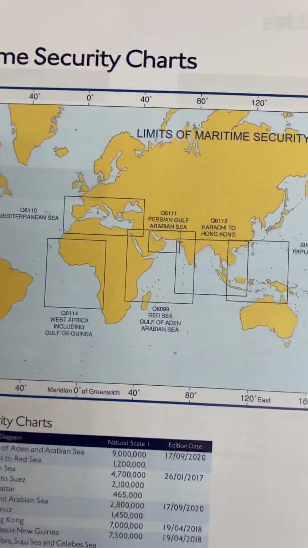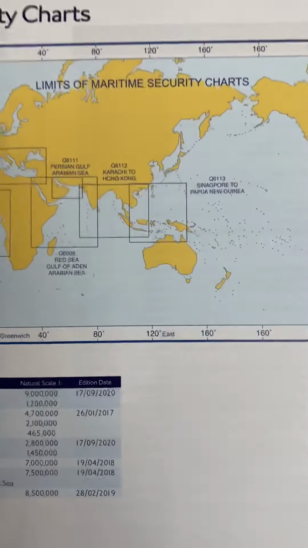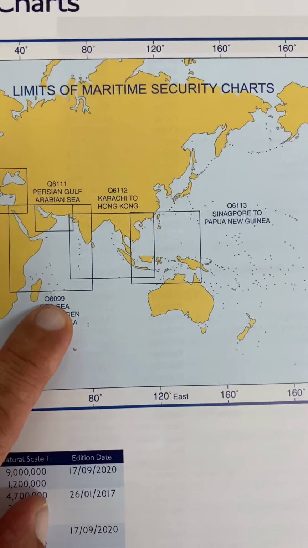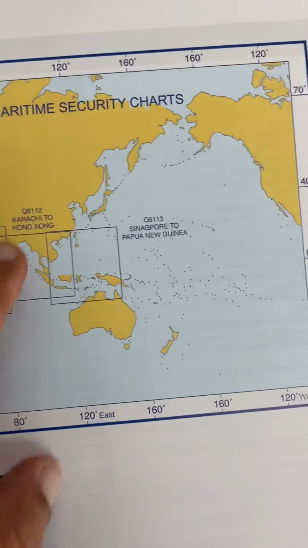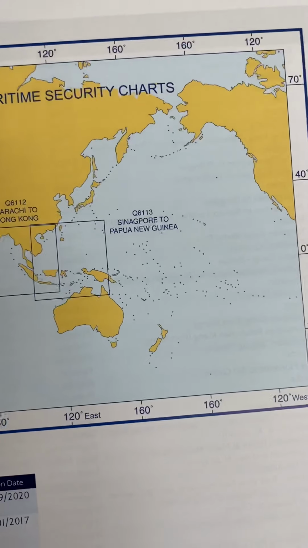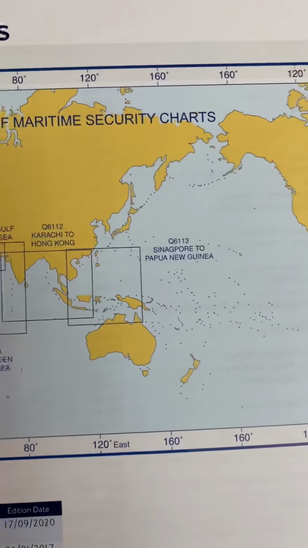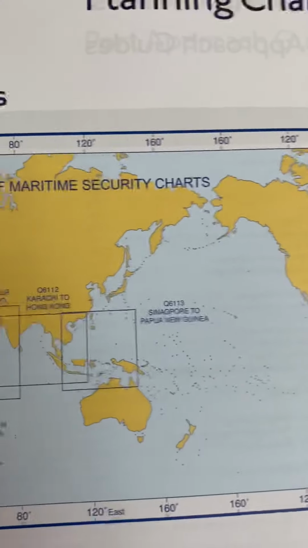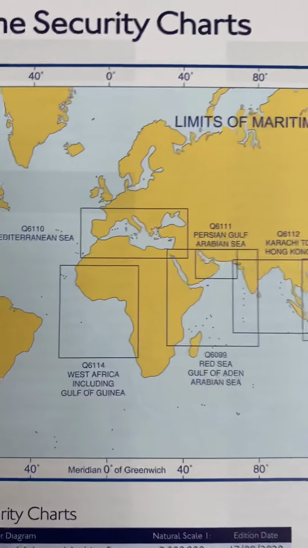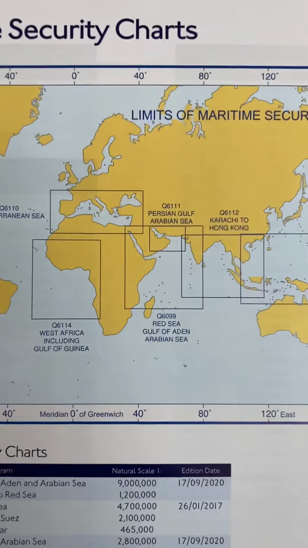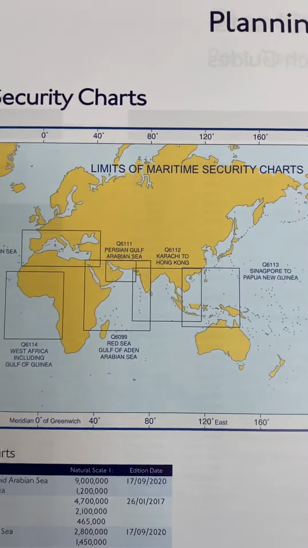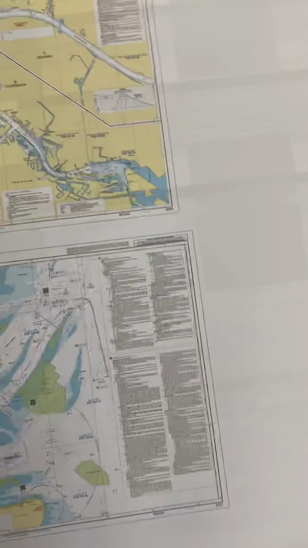Then we have also the maritime security charts. As you can see, the maritime security charts cover only these areas, 1, 2, 3, 4, 5. The most commonly used chart is Q6099, which is the Red Sea and Gulf of Aden. We have the high risk area here, and we also have what we call the corridor. Everything is indicated on the chart, the reporting points and everything. So it's very necessary if you are transiting, so you have a very good guide for reporting and guidelines when you pass the limits of the maritime security chart.